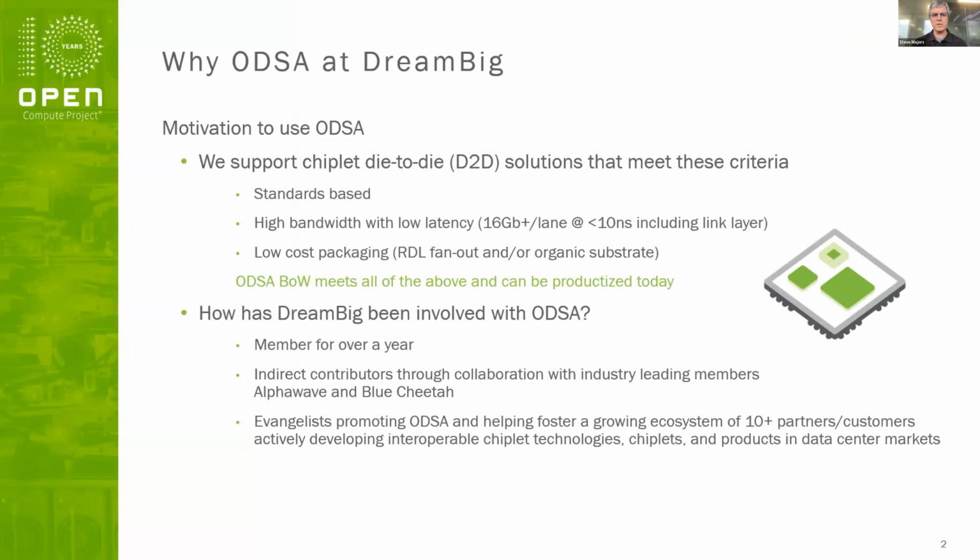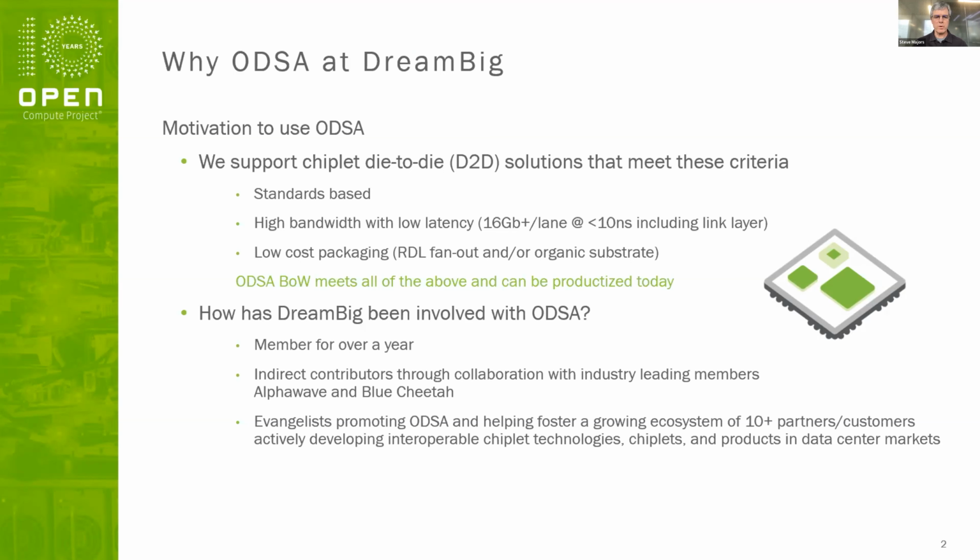So we're supporting chiplet die-to-die solutions that meet the criteria of being standards-based, have high bandwidth and low latency. We define that as at least 16 gigabit per lane and less than 10 nanoseconds, including the link layer. Also support low-cost packaging, meaning RDL fan-outs or organic substrates, but without silicon interposer. And we find that the ODSA BOW standard meets all of these criteria, and the advantage is that it's productizable today.